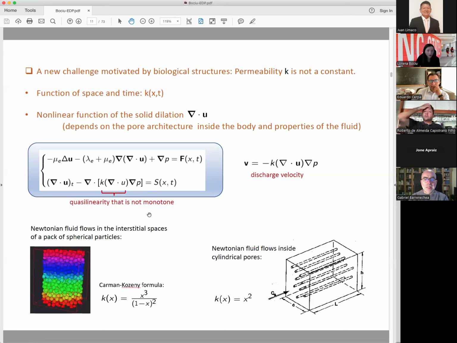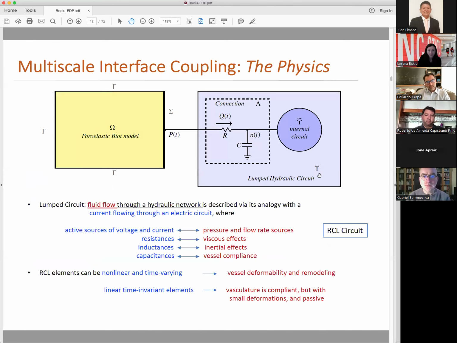Now, if you're familiar with this equation, you also know that this whole term that shows up under the divergence operator in the second equation is known as discharge velocity. So V equals minus permeability, which is in general a nonlinear function of the divergence of U, times the gradient of P, and this is the discharge velocity.